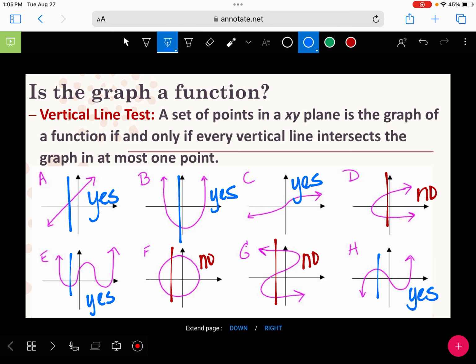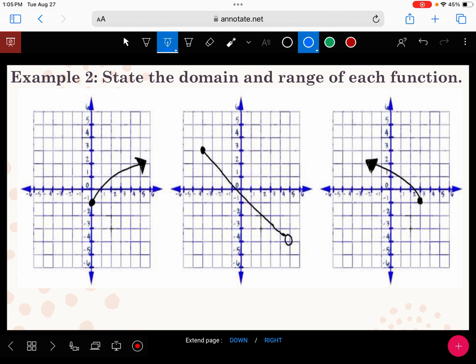All right, check your answers against mine. Do you agree with my answers? So the only no's would be D, F, and G. So that's example 1. Example 2. State the domain and range. Go ahead and glue down the second cutout.